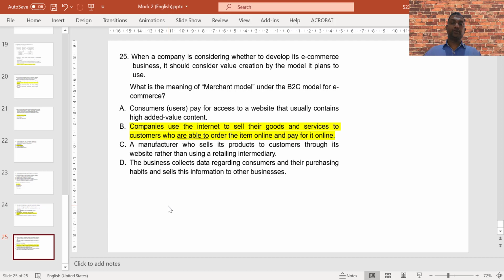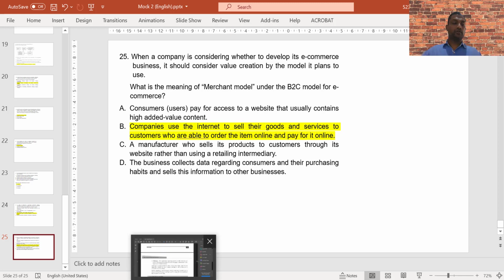Question number 25. When a company is considering whether to develop its e-commerce business, it should consider value creation by the model it plans to use. So there are several models to create value under business to consumer e-commerce platforms. This question is asking what is the meaning of the merchant model. So there are many models. This is asking what is the meaning of the merchant model for e-commerce.